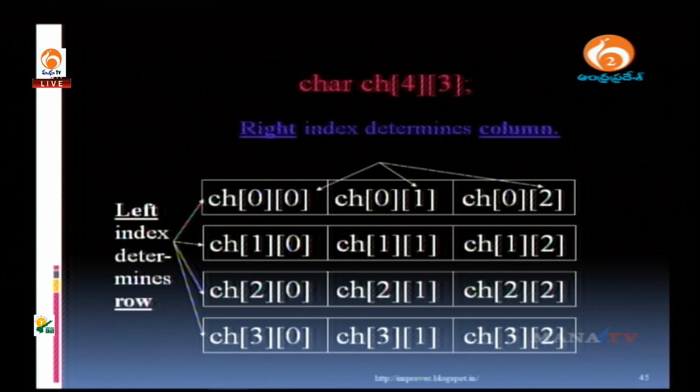This is one example here. Just look here: 4 cross 3. The size is CH[0][0], CH[0][1], CH[0][2]. CH[0][2] means the right side index is 2, because we start with 0. The left index determines the row, and the right index determines the column.